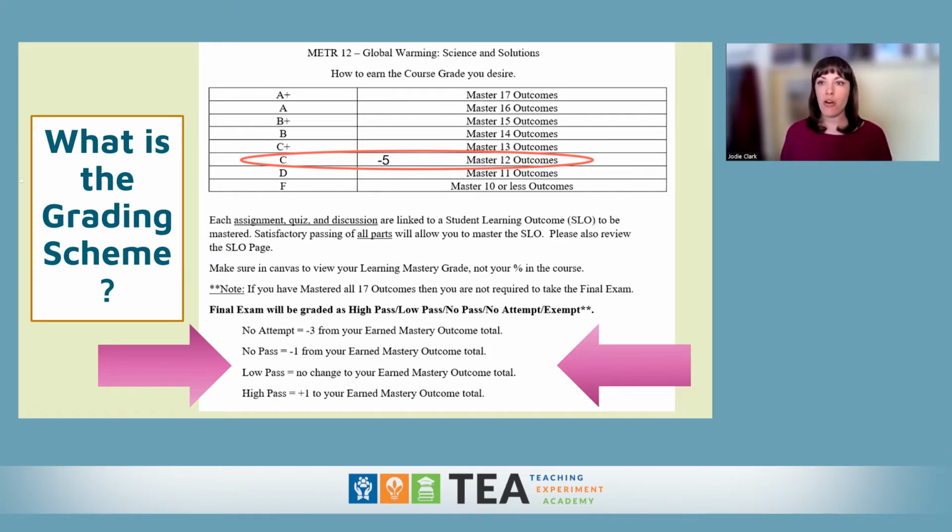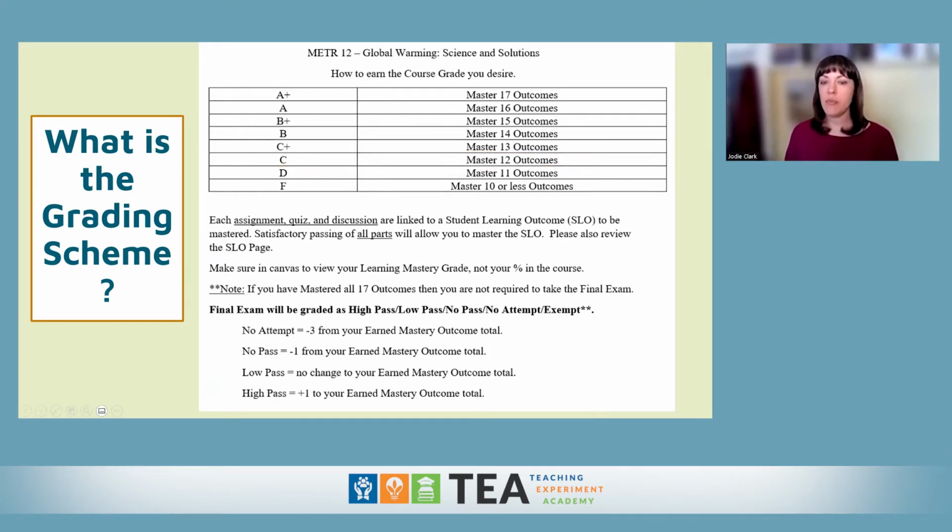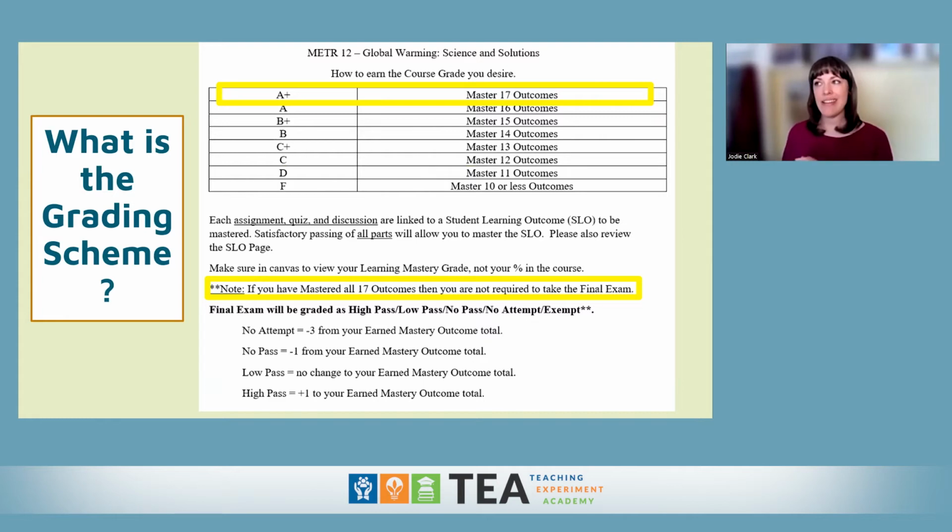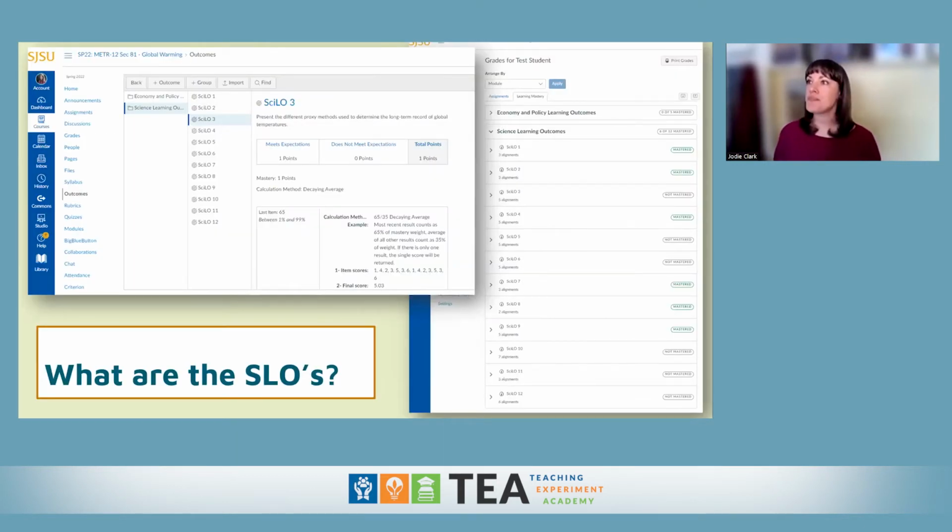At this point, I also give incentive by noting that if students can master all 17 of the outcomes along the semester, then they get an A+ in the class and they don't have to take the final exam. So let's dive into the student learning outcomes.